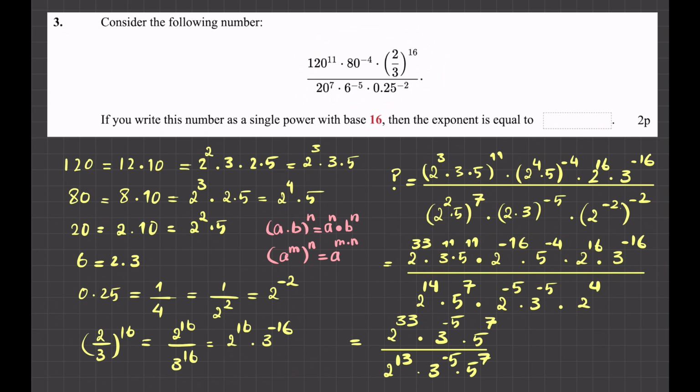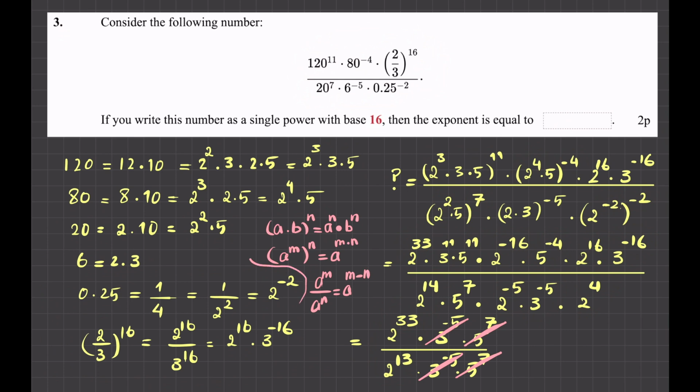Very good. Okay, so you see it's very simple now, because 5 to the power of 7 and 5 to the power of 7 are gone, and 3 to the power of minus 5 and 3 to the power of minus 5 are also gone. So what is happening here? I want to divide two powers with the same base with different exponents. So you know the rule. What is the rule? Let me write here. A to the power of m divided by a to the power of n, so you write a to the power of m minus n.